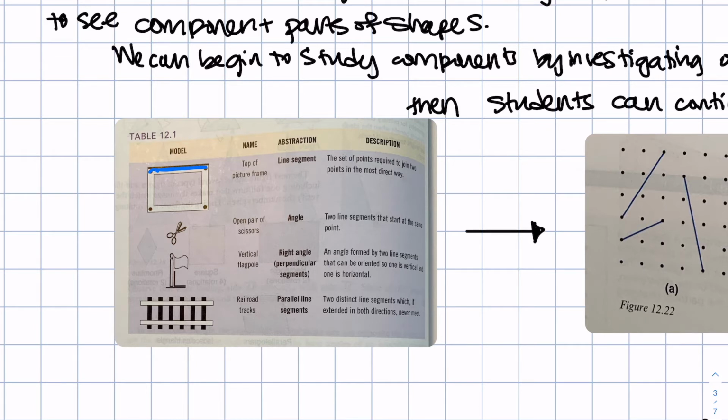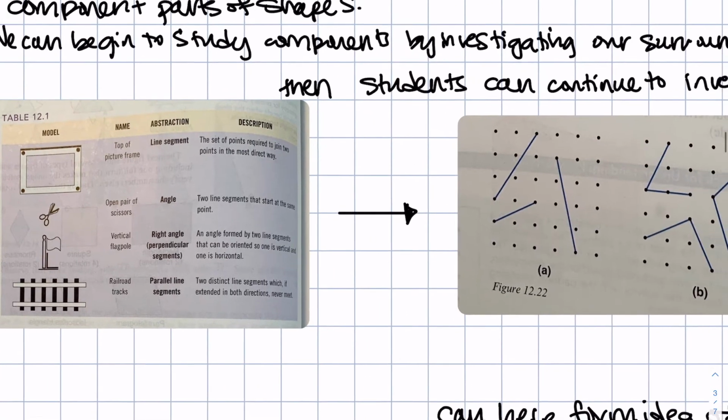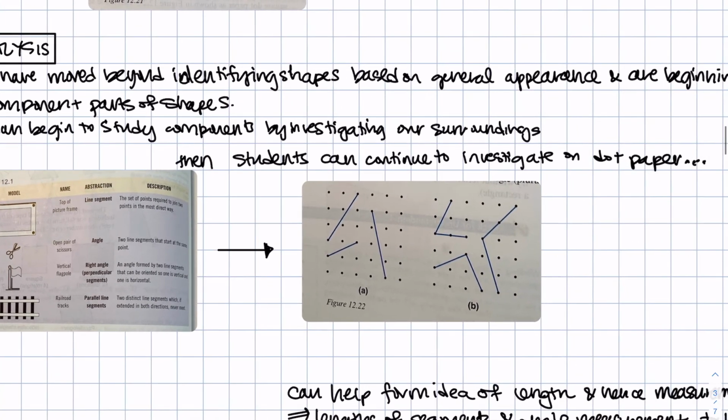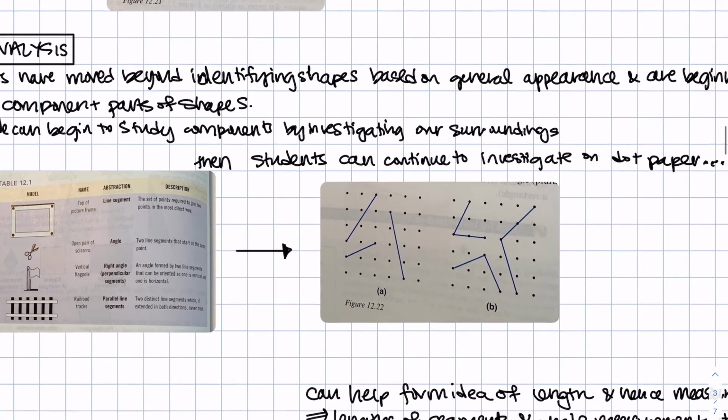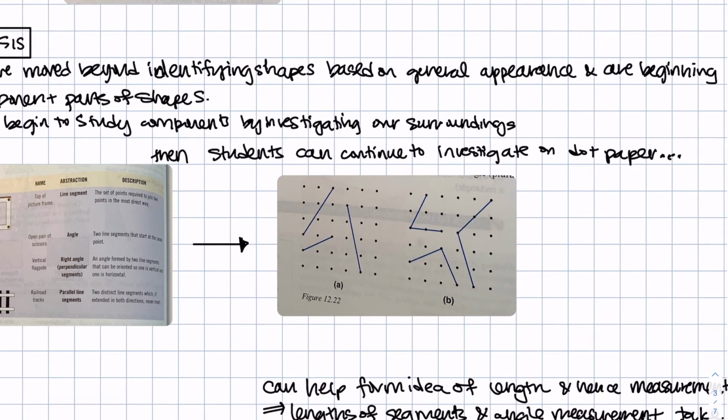And as an example of parallel line segments, they talk about railroad tracks. So 2 line segments, which if extended in both directions, never meet, are what we call parallel line segments. Okay, and so then students can take this model and try to translate these different terms into something they can draw on one of these, like a dot paper.